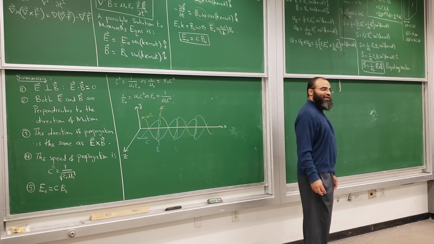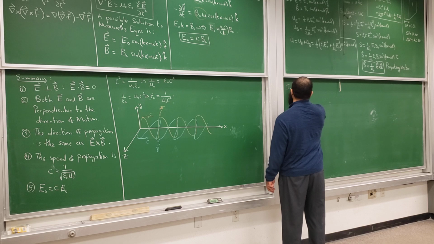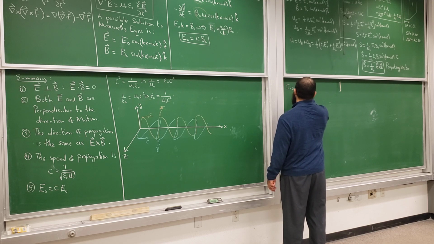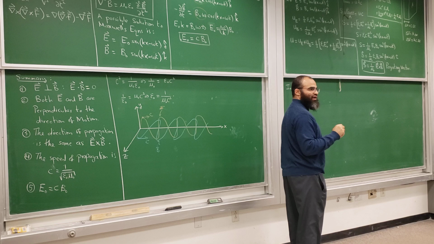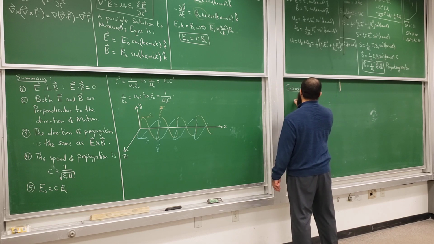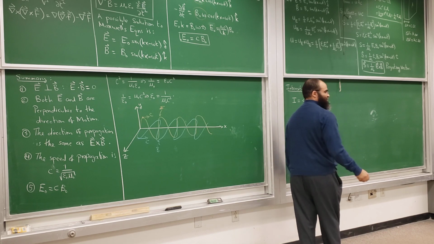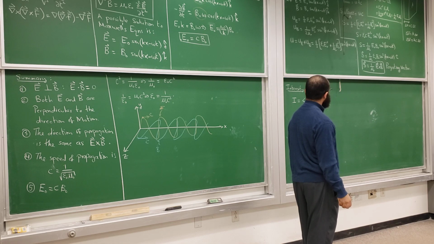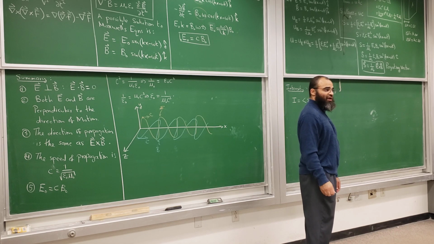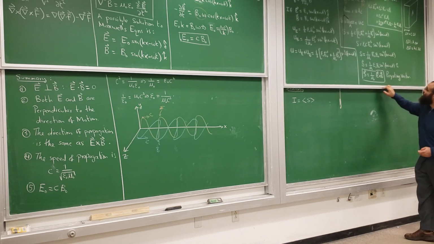The intensity is the time average of the Poynting vector, which is the energy per unit of time per unit of area. The average energy per unit of time per unit of area. Intensity I is equal to the average of S, the average of the magnitude of the Poynting vector. Now, the average here, I mean the time average, right? How much it is on average over time, not the instantaneous. This one gives you the instantaneous.